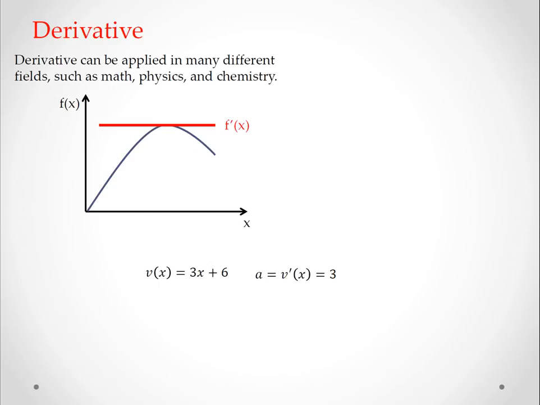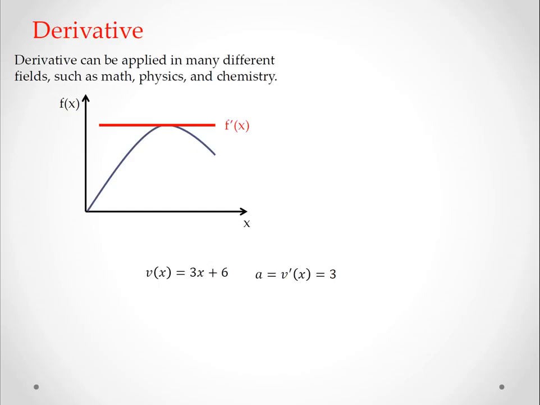So first, let's look at what a derivative is. Derivatives can be used in many different fields, for example in math, physics, and chemistry. What we can see here is the graph going up and going down. On the top of the maximum point, you can see there's a flat line. The flat line indicates the graph has reached the maximum point, which means the horizontal line is the maximum value the function reached.